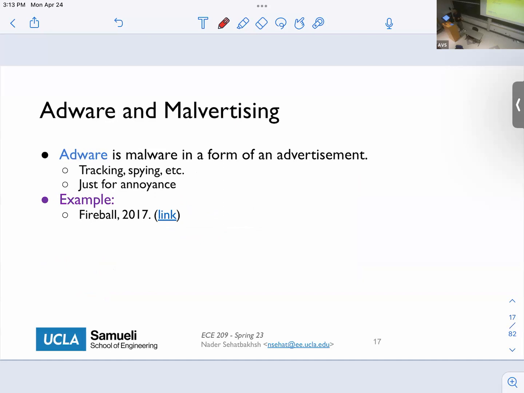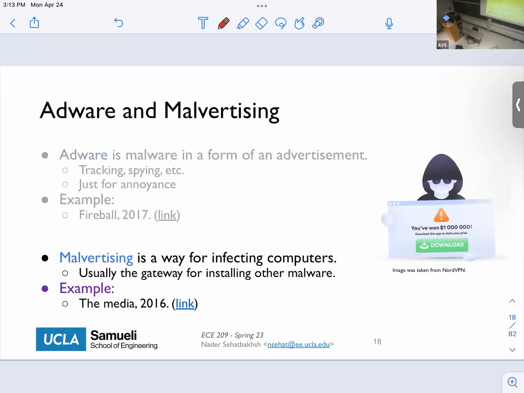Adware is actually a piece of malware that appears as an advertisement. It's like you won something and then you download it, and this is actually malware. They could be for tracking or spying, so you may not actually do something with your computer, but it could just be installing some form of tracking. Or it could be just for annoyance, right? This kind of ads could be there. So adware is just malware.